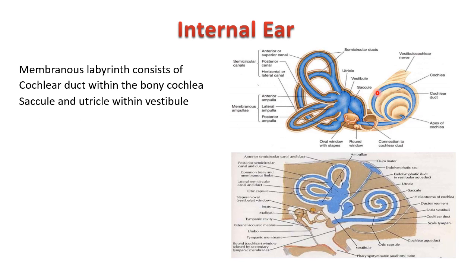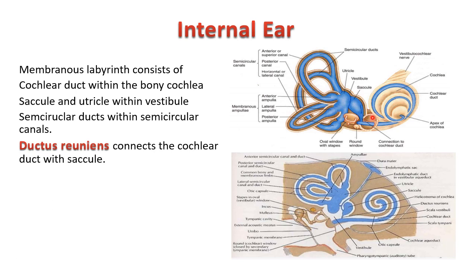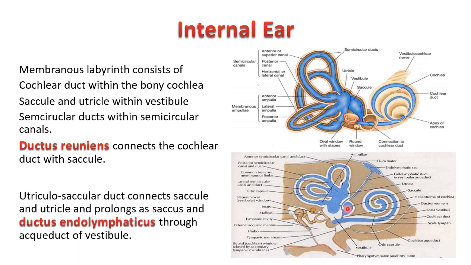Then inside the vestibule you have the saccule in the spherical recess and the utricle in the elliptical recess, the two recesses which we have seen. Then inside the semicircular canals you see the semicircular ducts filled with endolymph. Now the cochlear duct connects with the saccule through the ductus reuniens. So this is actually called the ductus reuniens.